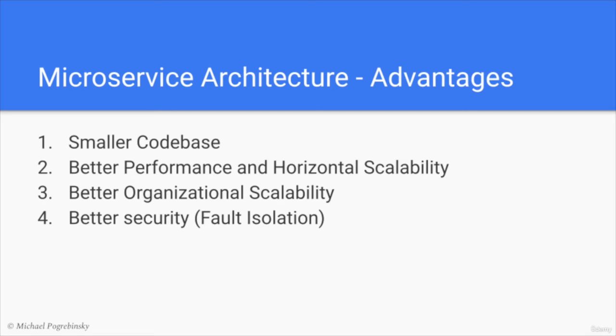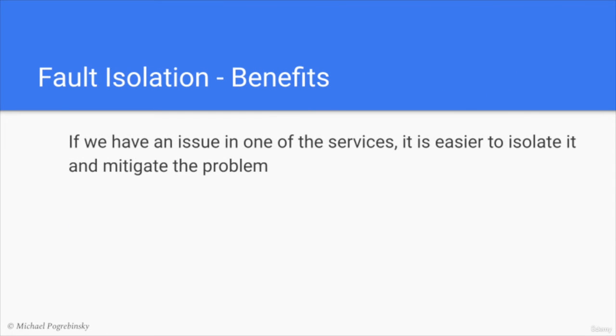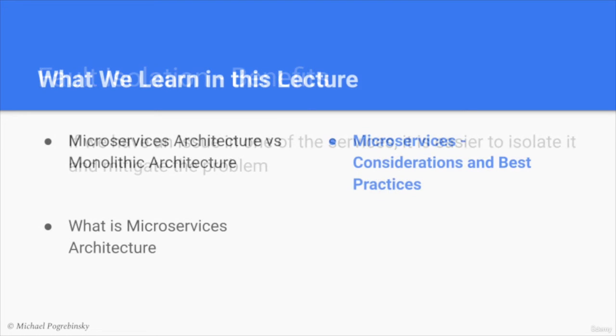Finally, if all those benefits aren't enough, we also get better security in a form of fault isolation. Which means that if we have an issue in one of our services, or one of our services starts crashing, it's a lot easier for us to isolate and mitigate the problem than if we had an issue in our single monolithic application.